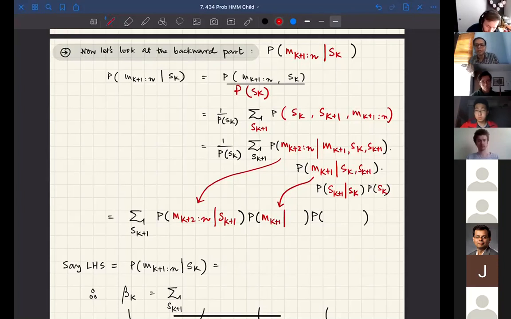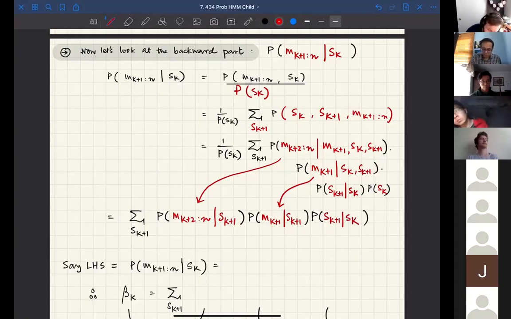What does it depend on? The k plus 1th GPS measurement depends on the k plus 1th location or the kth location or both. Just k plus 1. Right? And times p of sk plus 1 given sk. And now, look, this p of sk and this p of sk can cancel off. Because remember, I'm adding only on sk plus 1.